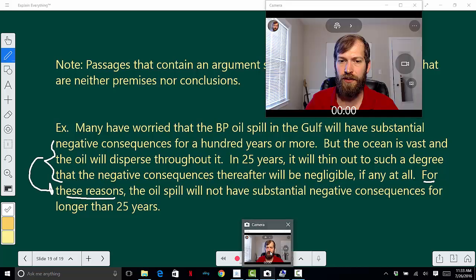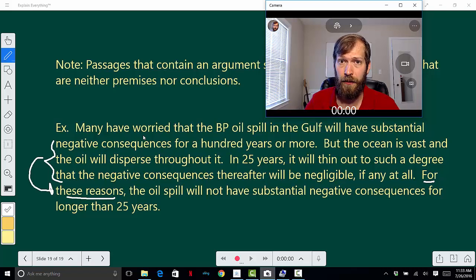Instead, the purpose that the author has in mind with this first statement is really just to introduce the topic. This is what's going on, really probably unconsciously or subconsciously, but also implicitly. The author is saying, well, here's this topic. There's this BP oil spill in the Gulf. Is it a catastrophe or not? And then we get an argument that it's not really that much of a catastrophe.